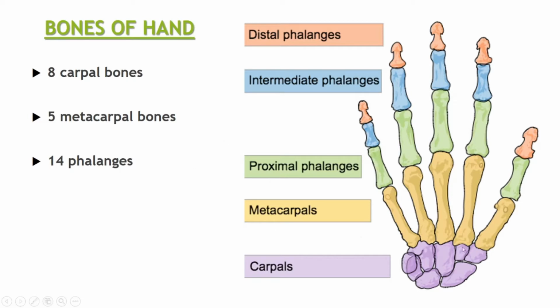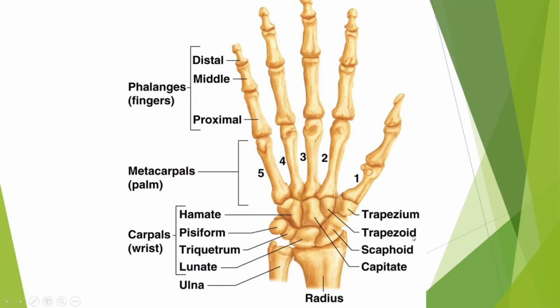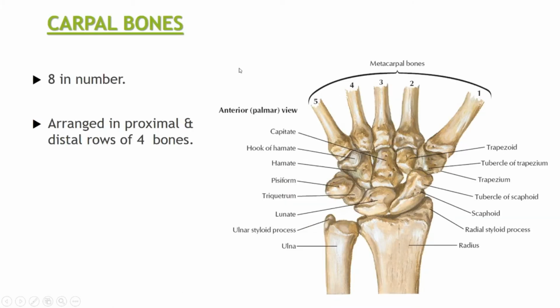As for the numbers, there are 8 carpal bones, 5 metacarpal bones, and a total of 14 phalanges, the bones of the digits or fingers. So there are 14 phalanges, 5 metacarpals, and 8 carpal bones. This image again shows the carpal bones, the 5 metacarpal bones, and the 14 phalanges.